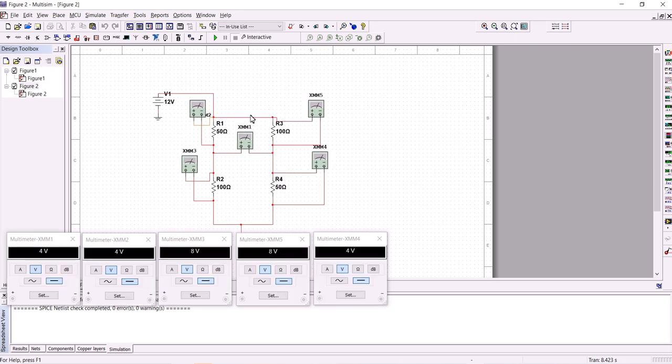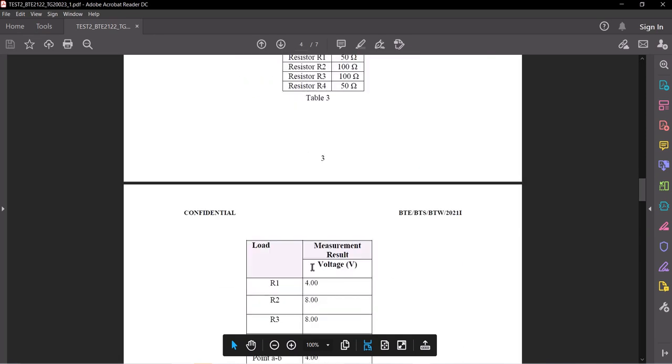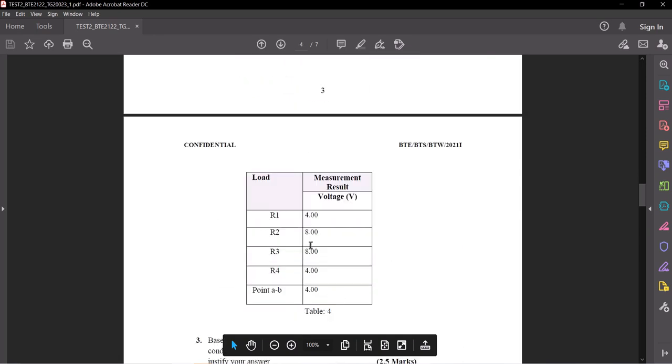Based on figure 2, I built the circuit, and when I run, the voltage I get across point A to B is 4 volts. The voltage at R1 is 4 volts. The voltage at R2 is 8 volts. The voltage at R3 is 8 volts, and the voltage across R4 is 4 volts. So this value we record in this table. So we got 4 volts, 8, 8, 4, 4.